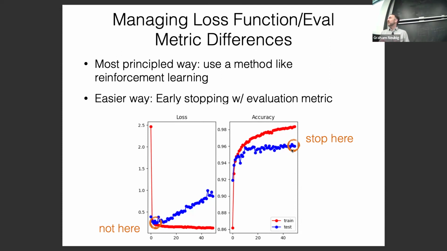Does anyone have an idea about why this might be a bad idea? Why might it be a bad idea to stop here instead of stopping here, for example? Yeah. It's kind of overfitting. It's overfitting in a particular way. But remember here, this is still the accuracy on the dev set. So we're not overfitting so much that the dev accuracy is going down. That would be a different variety of overfitting. But any ideas? Go for it.